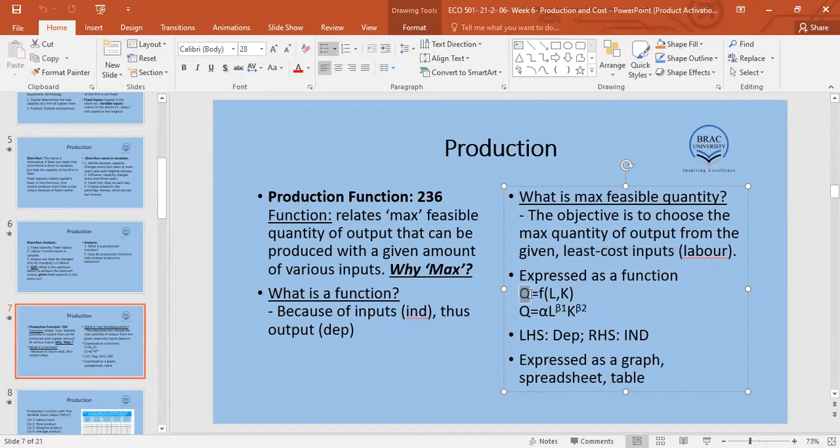Okay, this is a very simple function. Output is a function of labor and capital. And if we are looking at the short run, then what will happen? Is this a long run production function or a short run production function? Let's see who can identify it. Sir, which one? The first? The function of labor and capital.